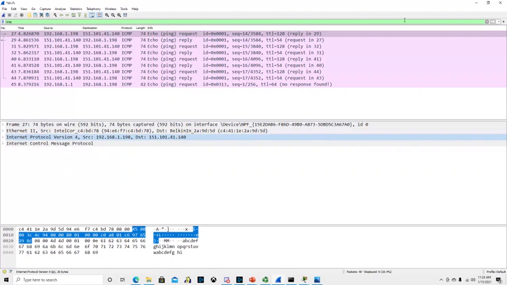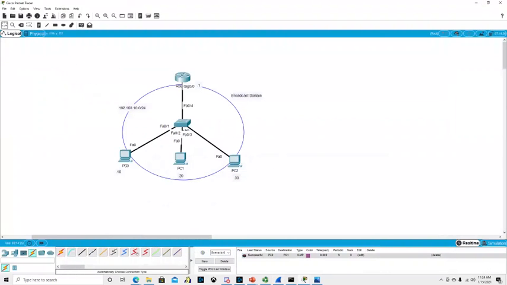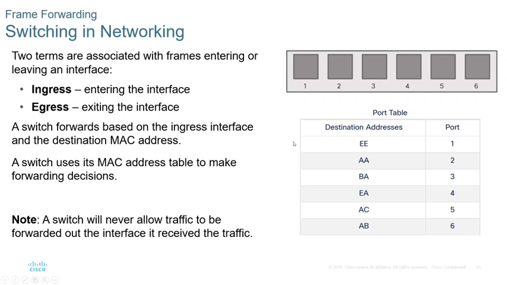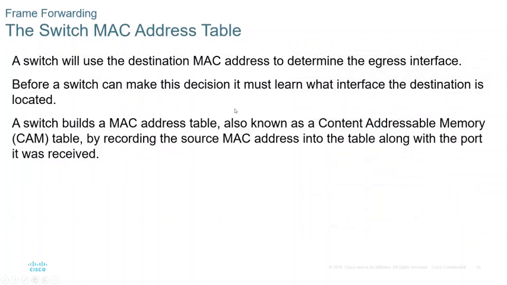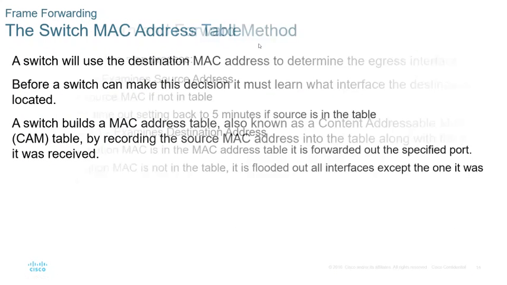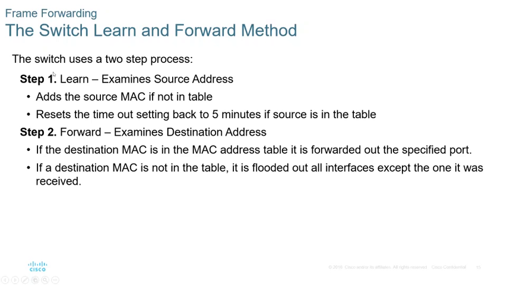So hopefully that helps go over a few things related to switching overall and how switches store information. So moving on, again, I mentioned the CAM table. The switch uses basically two methods. It's a two-step process for learning, as I went through. It examines the source address, adds that source address to the MAC address table, and then resets the timer back to 5 minutes if the source is already in the table.